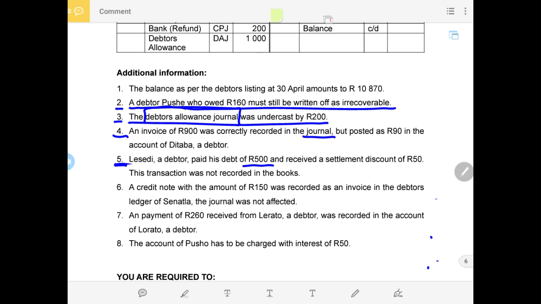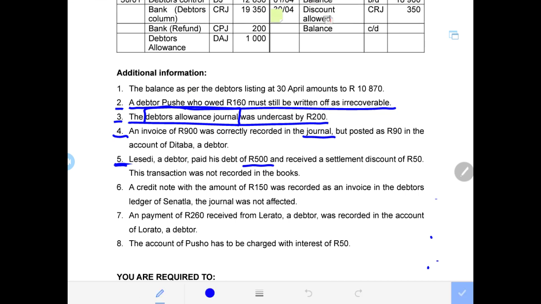transaction number 5 that says, let's say a debtor paid his debt of 500 Rand. Remember, when this person pays 500 Rand, their account is supposed to decrease on the credit side, and the debtors control ledger account is supposed to decrease on the credit side. His account is 500 Rand, but he received a settlement discount of 50 Rand. Remember, this transaction was not recorded in the books of the business.